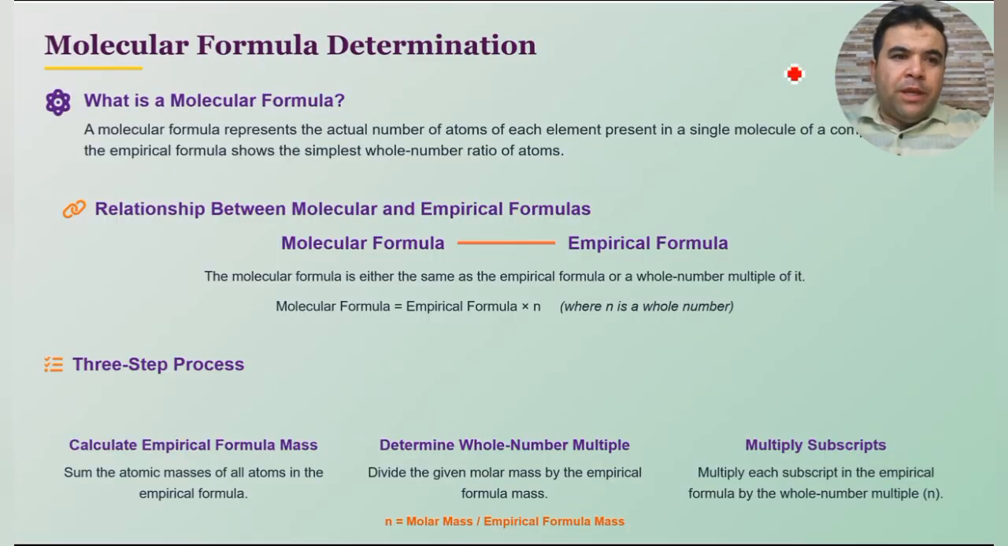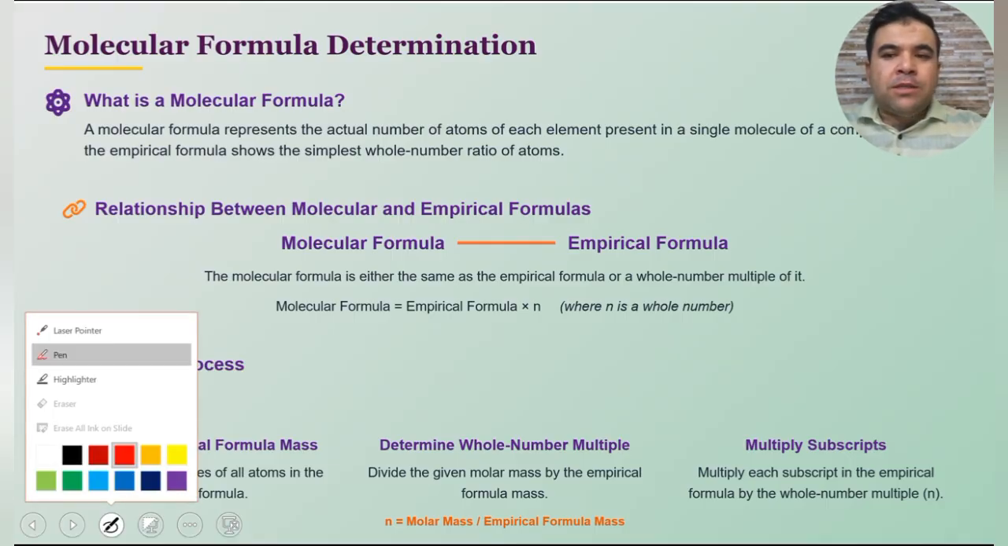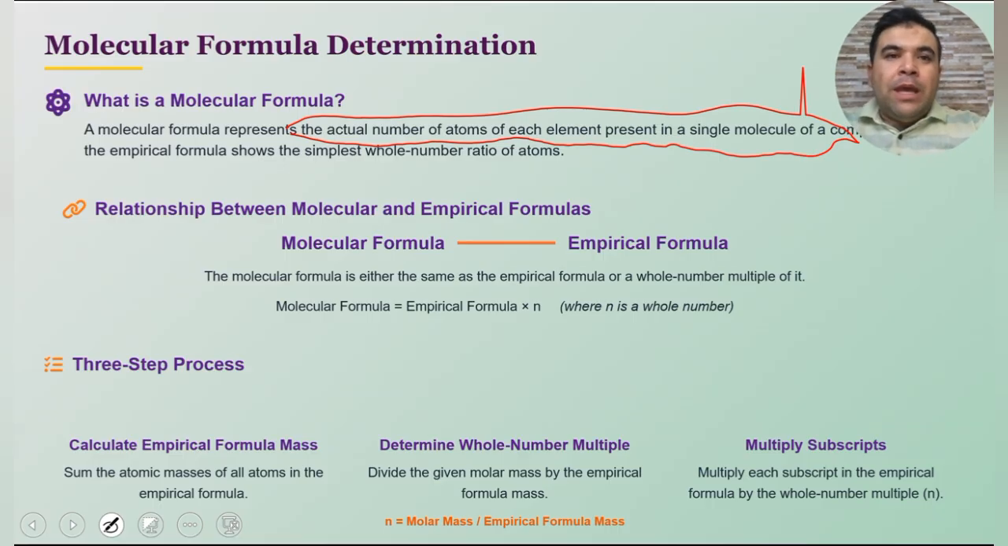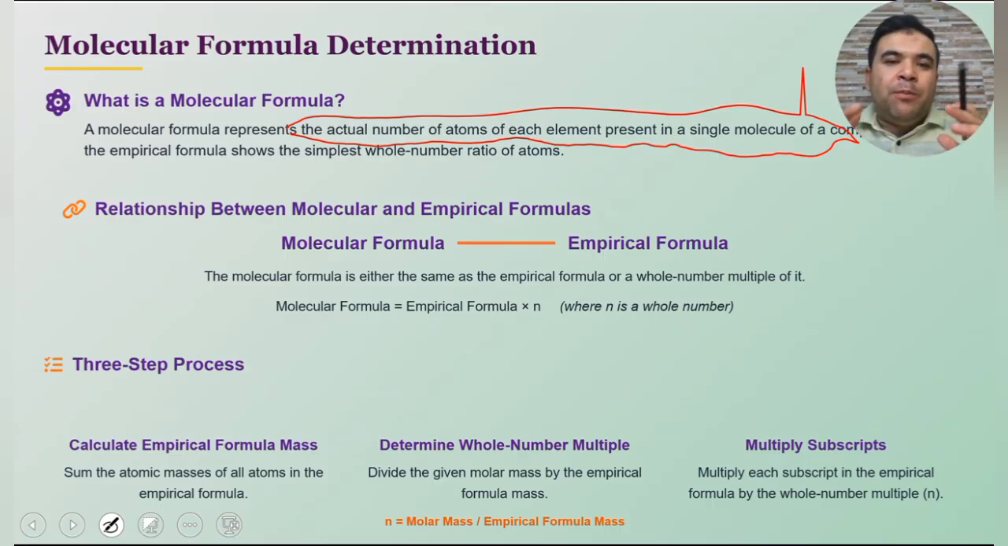In this part, we will be calculating the molecular formula from the empirical formula, guys. First of all, we should define what the molecular formula is. Usually, the molecular formula represents the actual number of atoms of an element present in a single molecule of the compound, guys. The difference between molecular formula and empirical formula is what? They have got the same structure, the same composition, but with a different number of atoms in the compound.